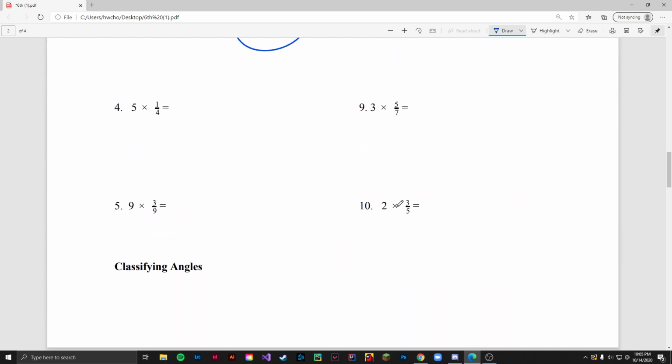The last problem we'll be going over is right here, 2 times 3 over 5. So we're just going to do the exact same thing. 2 over 1 times 3 over 5. Multiply these two, get 6 over 5.